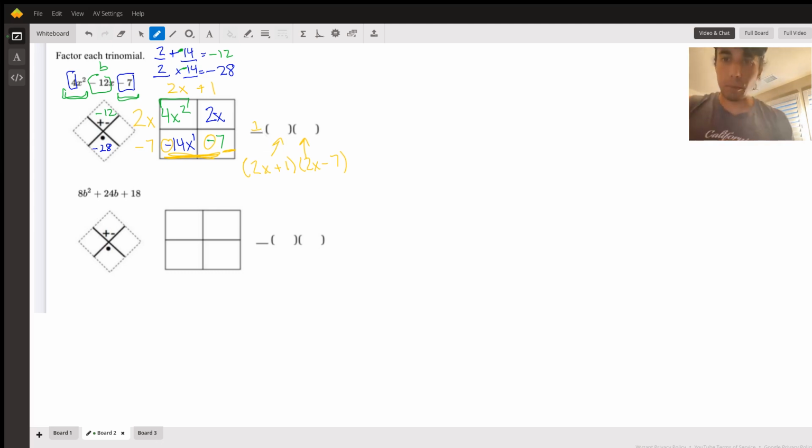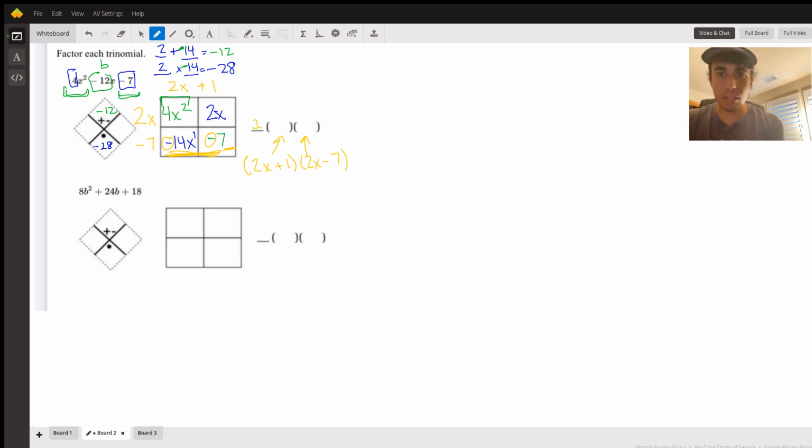All right, next example. This one we actually can take out a greatest common factor at the beginning. So here's what we mean by that. First of all, look at these 3 terms. Notice there is a number that we can take out. In fact, 2 goes into each of those numbers. 2 goes into 8, 2 goes into 24, and 2 goes into 18. All right, so I can take out a 2.